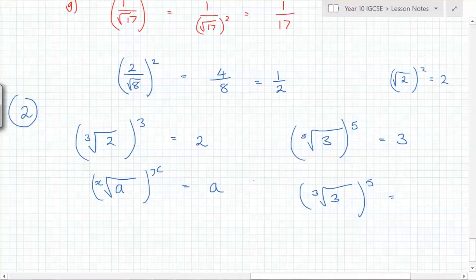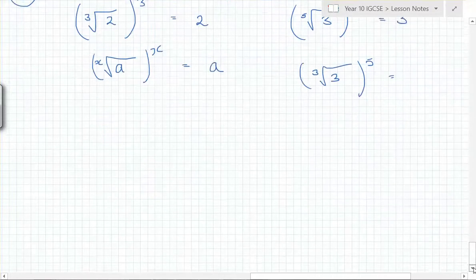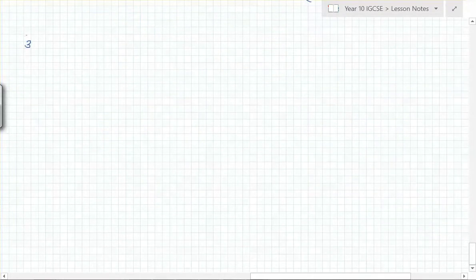So that's question 2. Now, on question 3, I want to have a look at another thing, which is again quite easy. It's 3 root 2. Now that means 3 times root 2, yeah? And we're going to multiply that by 4 times root 2. If I have to simplify that, what's the answer? Can anyone figure that one out?